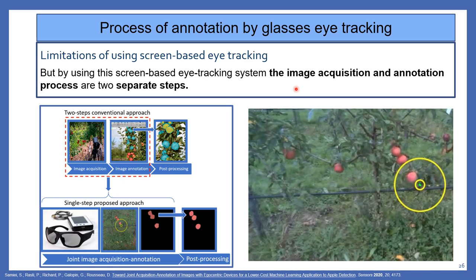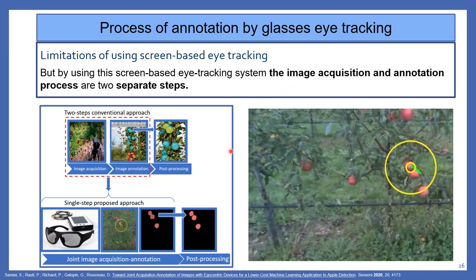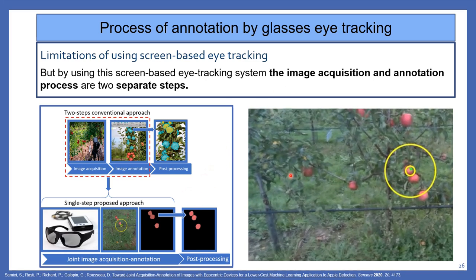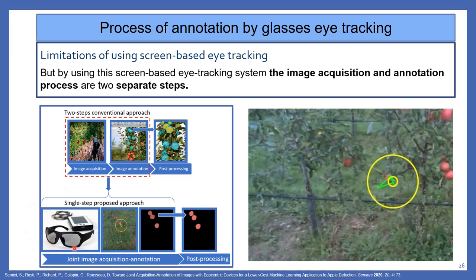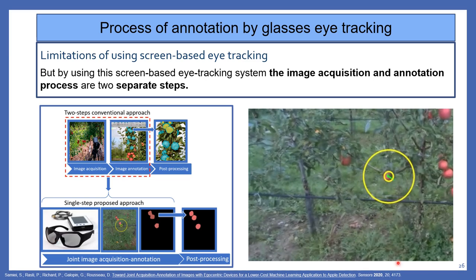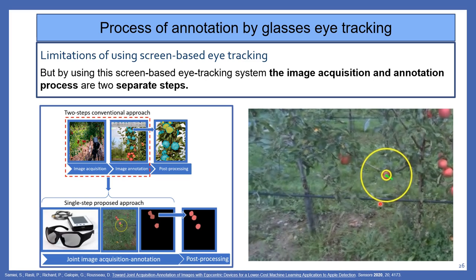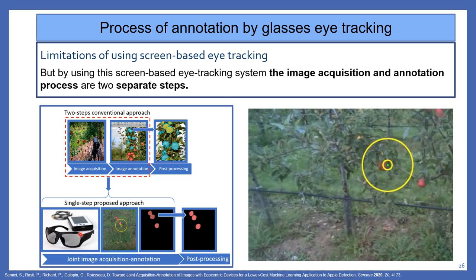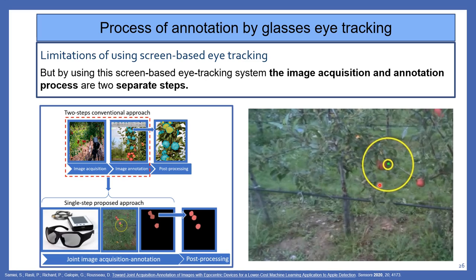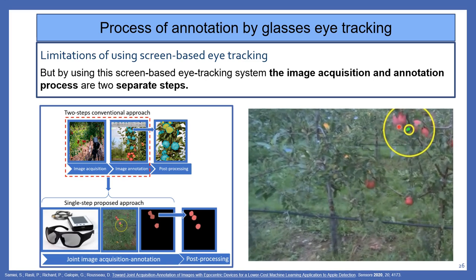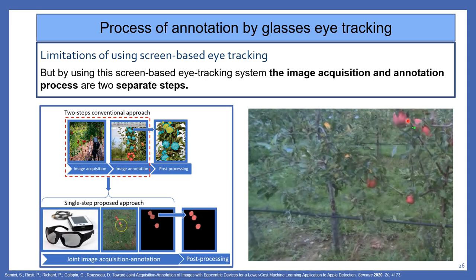We were thinking about how we can join these two different steps together and speed up the process of acquisition and annotation. And the solution could be using these kinds of glasses eye tracking devices. Here you can see a sample of image acquisition and annotation by using this egocentric eye tracking device. We ask our annotator to gaze at the object of interest, here defined as an apple, and after that we do some image processing to segment each apple in the image. This work is published in a Sensors article, and you can have access to this article through this link.